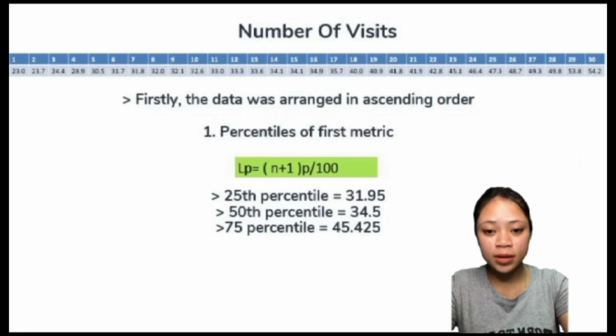Firstly, to find the percentile, I arrange the data for both metrics in ascending order. The formula that I use to find the percentile is L_P equals (N + 1) times P divided by 100, where N is the number of data. So the 25th percentile for the first metric is 31.95, the 50th percentile is 34.5, and lastly the 75th percentile is 45.43.